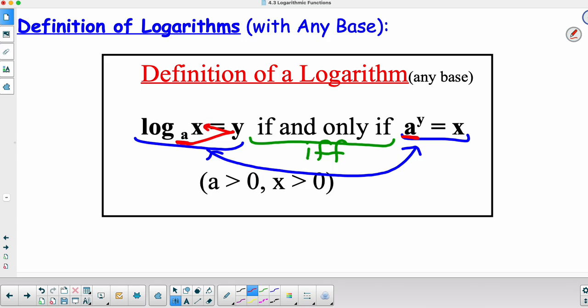I go backwards, it equals what? It equals x. So it's like you're doing the dab. You're going across and back over. You see it?